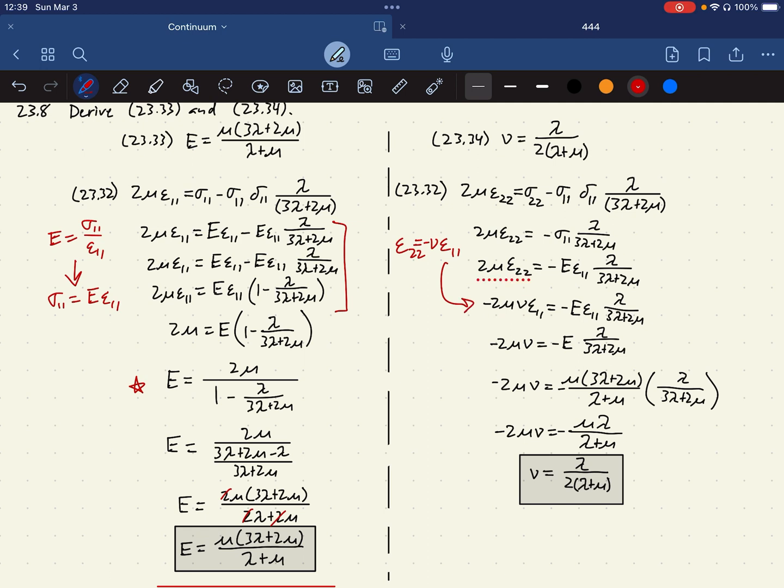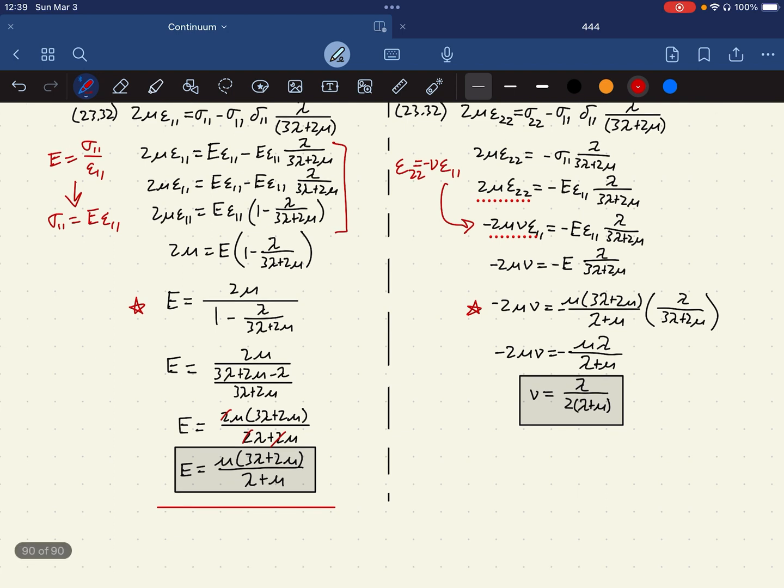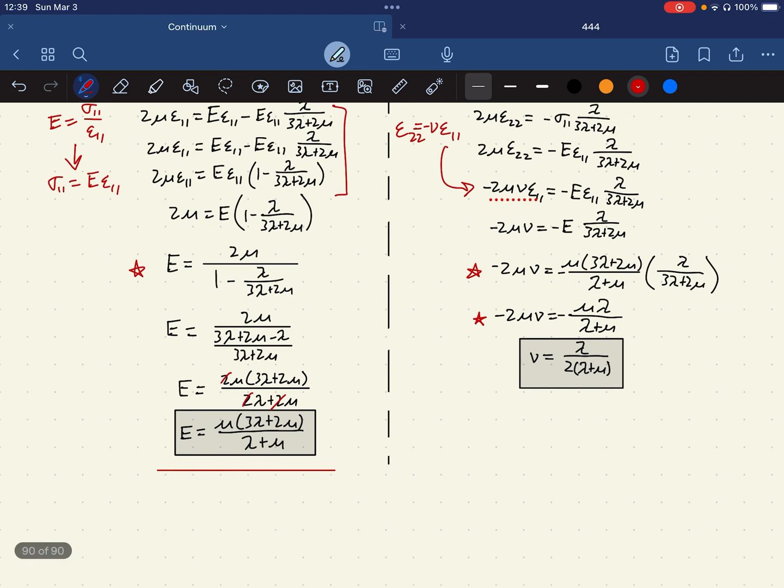We can then divide off that epsilon just as we did for the elastic modulus derivation. And then in this step, what we're going to do is sub in that equation for the elastic modulus, E. And things are pretty obvious from that point on, that 3 lambda plus 2 mu cancels out on the right-hand side. We can then divide in this step by that negative 2 mu, and then we get the expression for Poisson's ratio that we wanted.